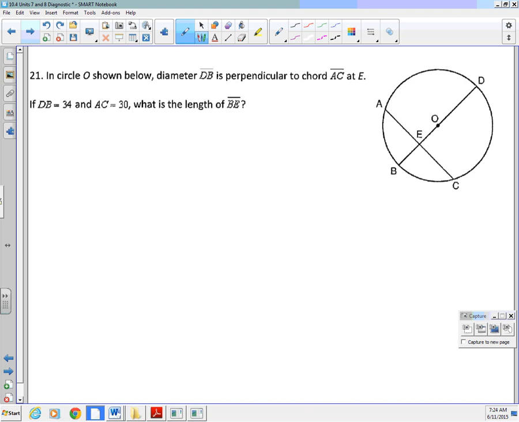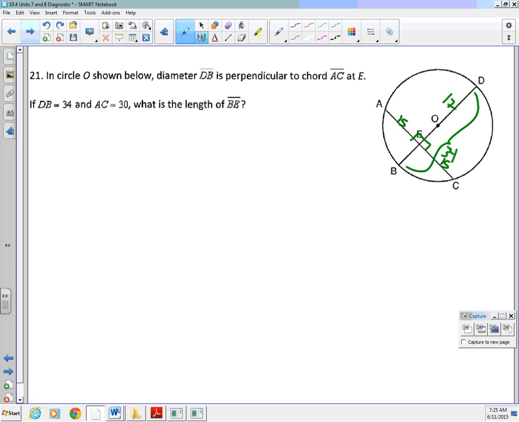Okay, 21. In the circle O shown below, diameter DB is perpendicular to chord AC at E. So we have a diameter that's perpendicular to a chord. DB is 34. And AC is 30. What is the length of BE? So DB is 34, okay? That means since O is the center, that OD is 17. And there's a theorem that says if I have a diameter that's perpendicular to a chord, it bisects the chord. So if AC is 30, each of these guys is 15.